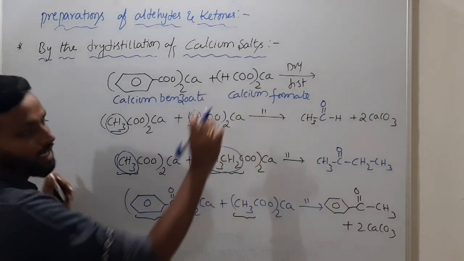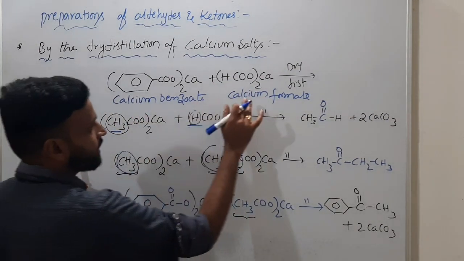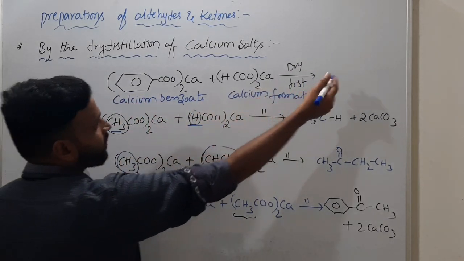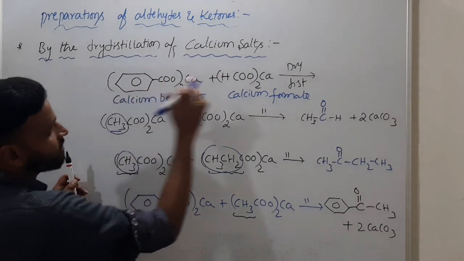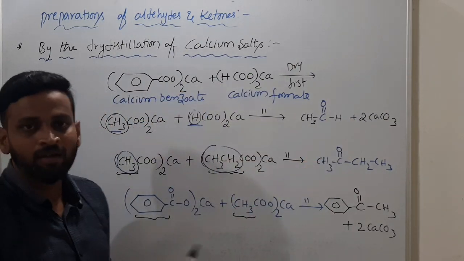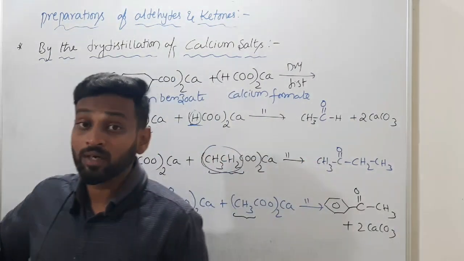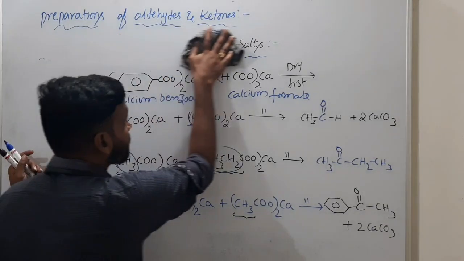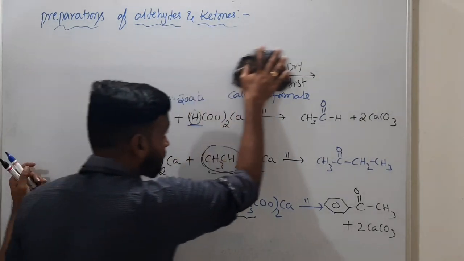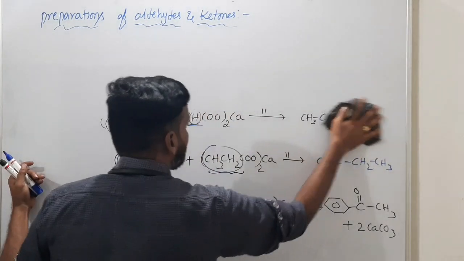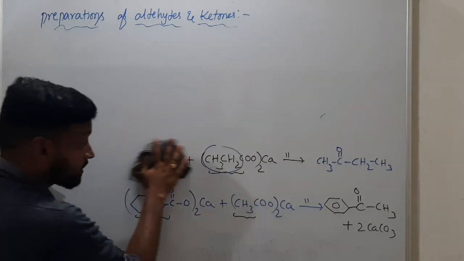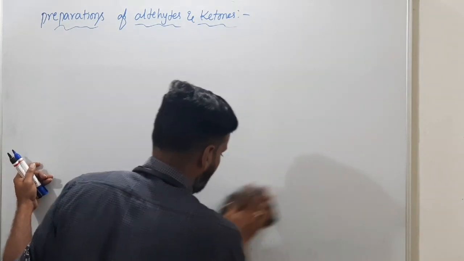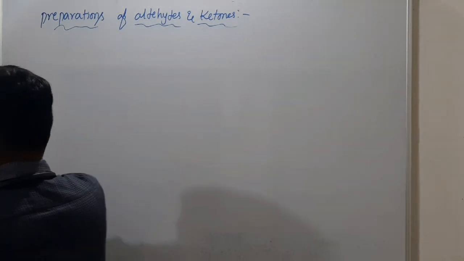Why formate, understood? One carbon only there. So calcium benzoate, calcium formate. Very simple. You write C double bond O, with the benzene ring on one side and hydrogen on the other side. That is our product. So this is about dry distillation of calcium salts of carboxylic acids, and next, decarboxylation of the same carboxylic acids. So that we have to discuss.